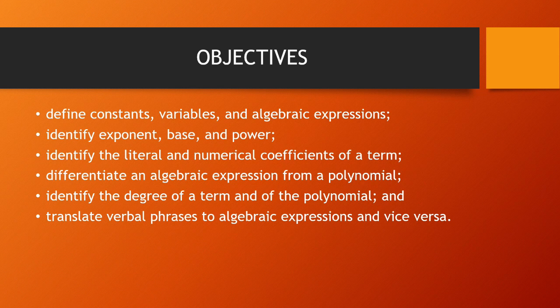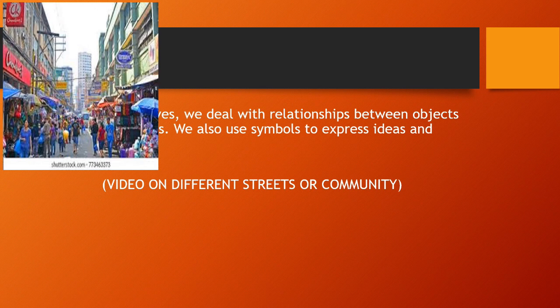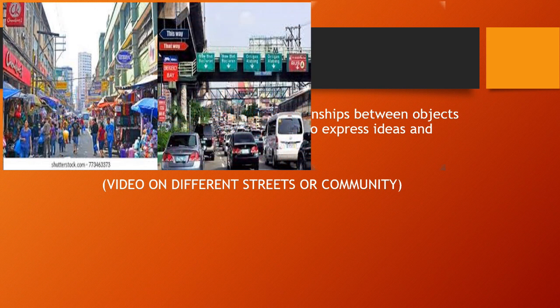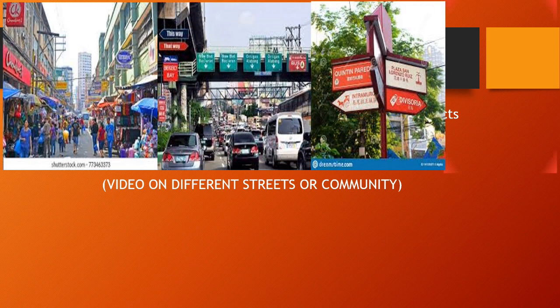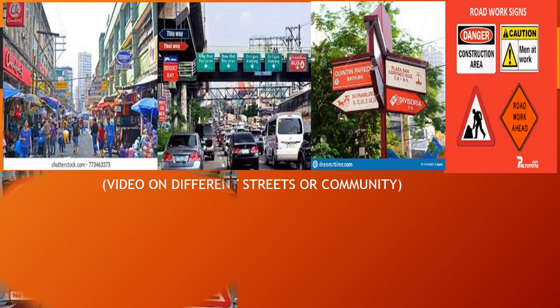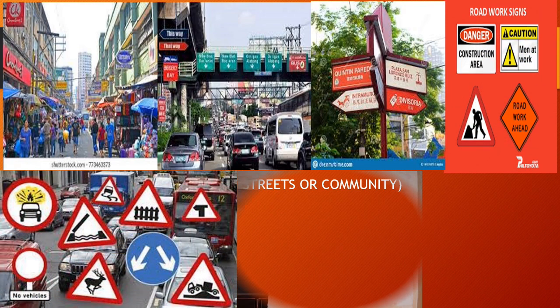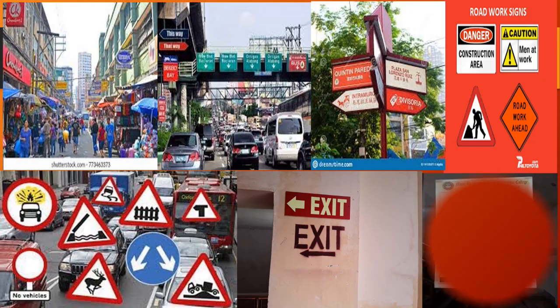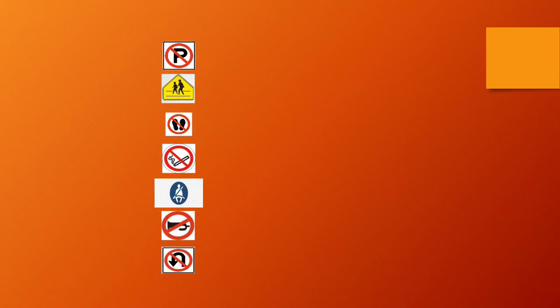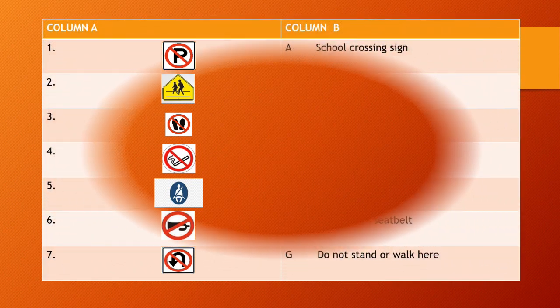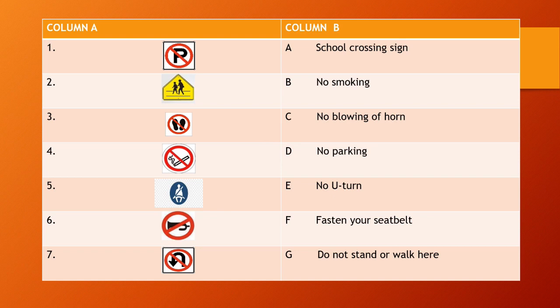Every day in our lives, we deal with relationships between objects and any other things. We also use symbols to express ideas and messages. Here are some examples of signs and symbols. What do these signs and symbols mean? Find the meaning of these symbols from column A to column B.